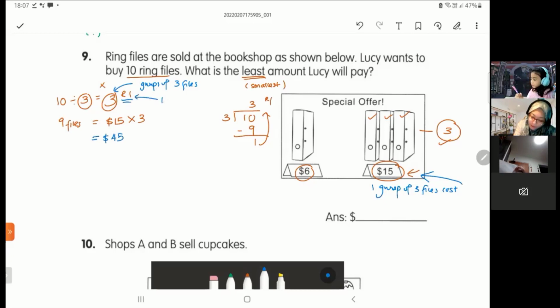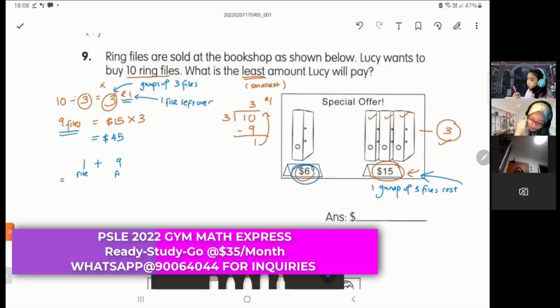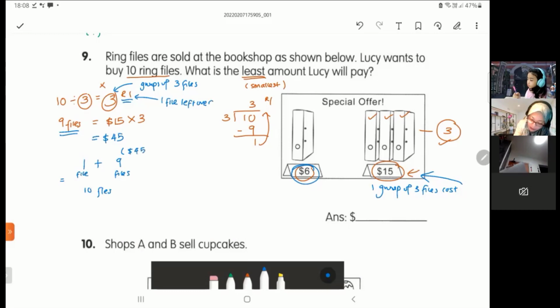Okay, so then you know there's a remainder 1, right? This means there is one file left over, no group. So you must take the one file at $6. I want 10 files, right? So 9 is not enough. You need to have one more file. So I take one file plus the 9 files, and I get 10 files. The 9 files I know is $45. The one file is $6. So I take $45 plus $6, $51. That will be the answer. Okay.